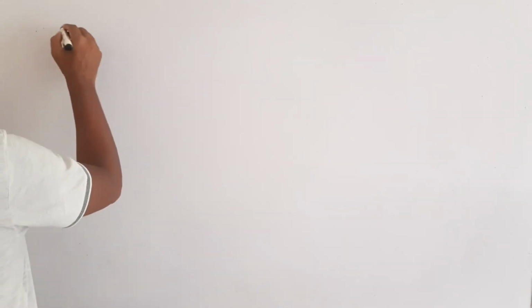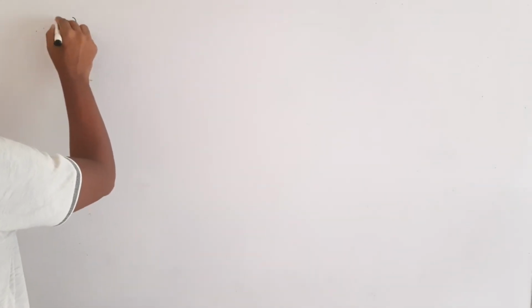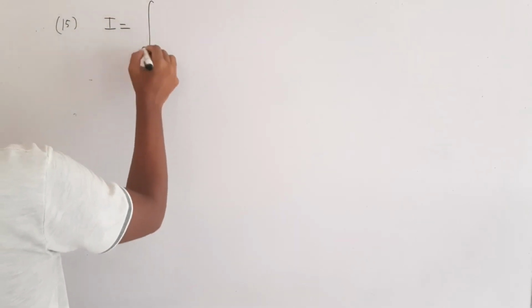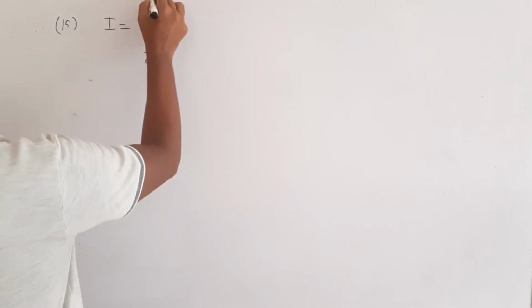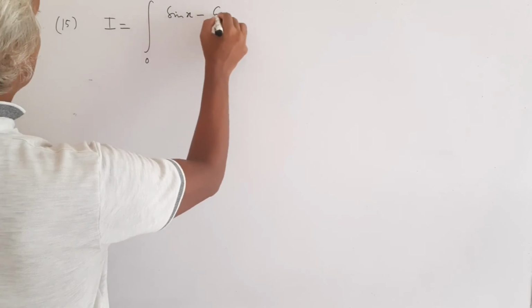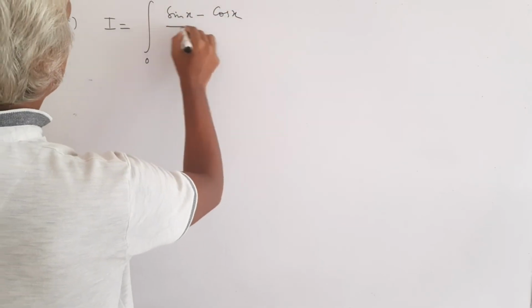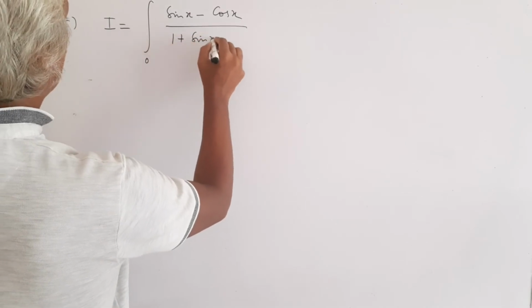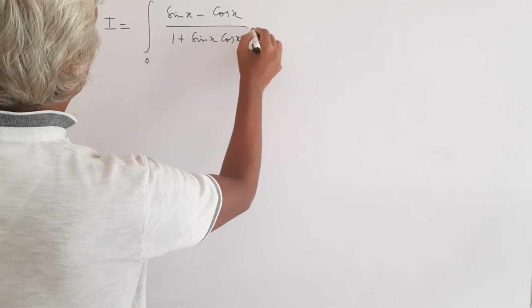Now question number 15, my friends, this is a very beautiful question. I do not know whether you find it beautiful or not. This is the integral from 0 to pi by 2 of (sin x minus cos x) over (1 plus sin x cos x) dx.